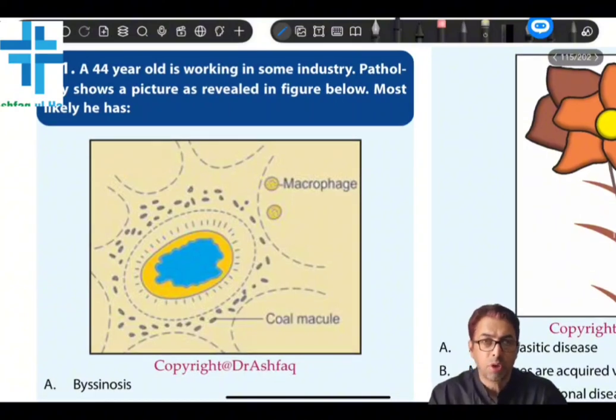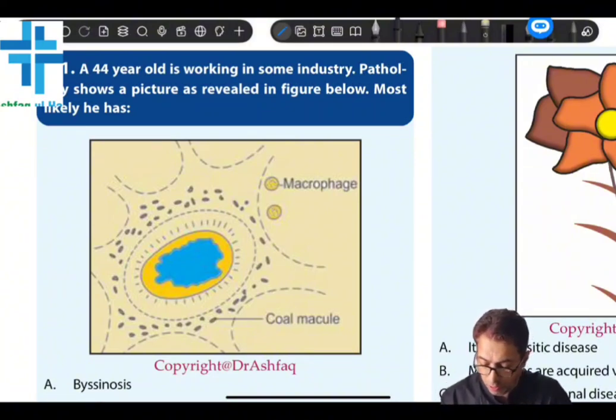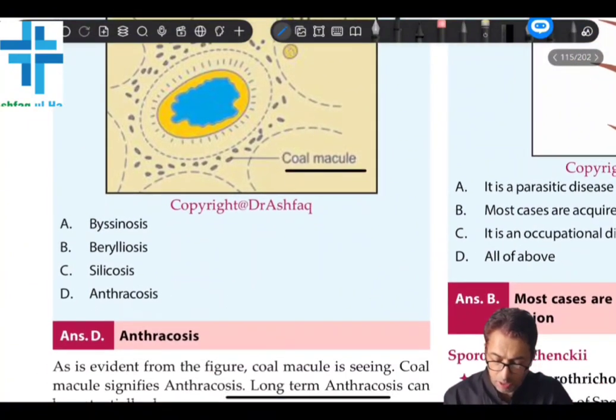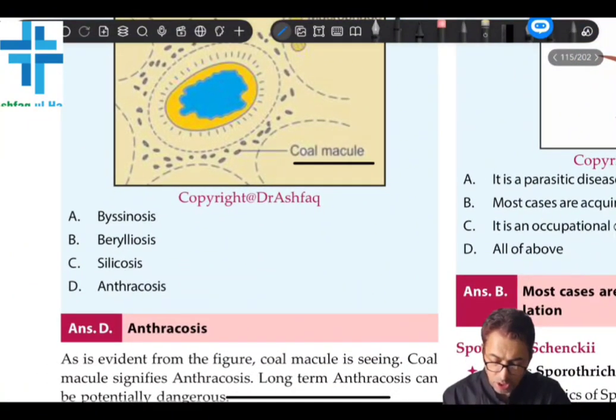Question number one states that a 44-year-old is working in some industry. The nature of the industry is not mentioned. Pathology shows a picture as revealed in the figure below and most likely has. So, first of all, we have to concentrate on the figure, and the figure shows a macrophage over here and a coal macule over here. The options now given are byssinosis, berylliosis, silicosis, and anthracosis.